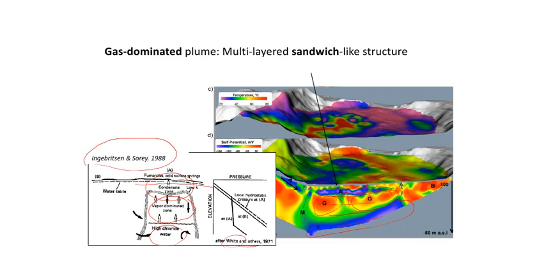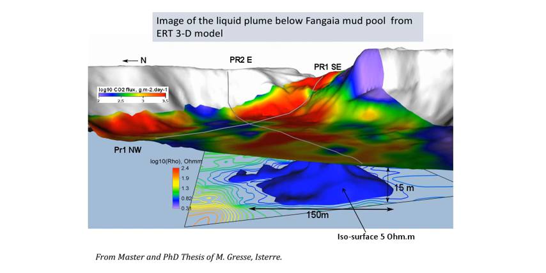We'll stay at Solfatara, but go to this area. And here we are at the center of Solfatara, where the fumaroles that we saw earlier are. At the surface there is a mud pool called Fangaia, where we see liquid water, steam, and also CO2 bubbles rising at the surface here.